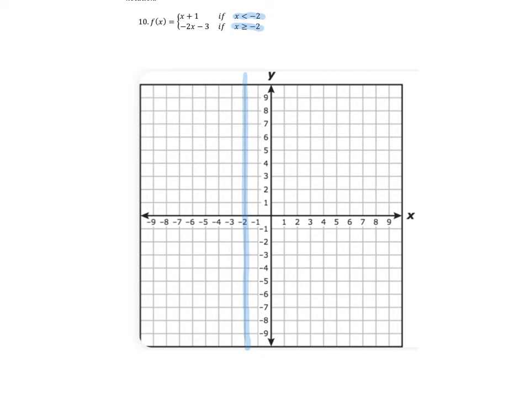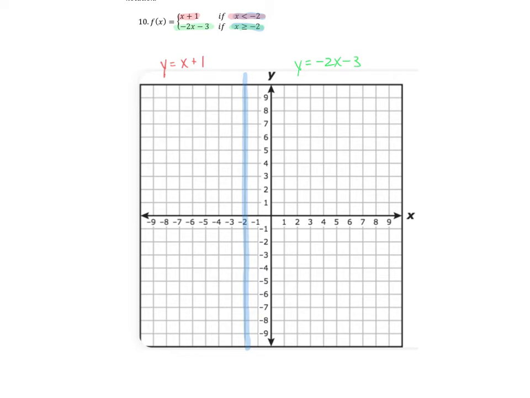All right, next what I want to do is highlight the two different cases. Okay, so f of x is equal to x plus 1 if x is less than -2. So that is this way, on this side, the left side of the graph. So y equals x plus 1 if it's on the left side of the graph, because that's the values that are less than -2. Okay, f of x is equal to -2x minus 3 if x is greater than or equal to -2. So that's going to be on the right side of the graph. Y equals -2x minus 3.